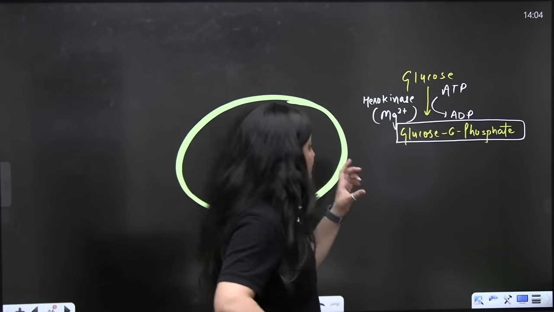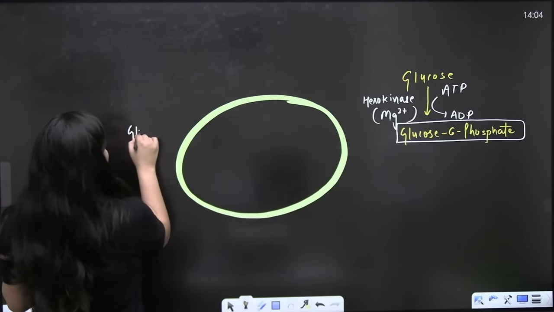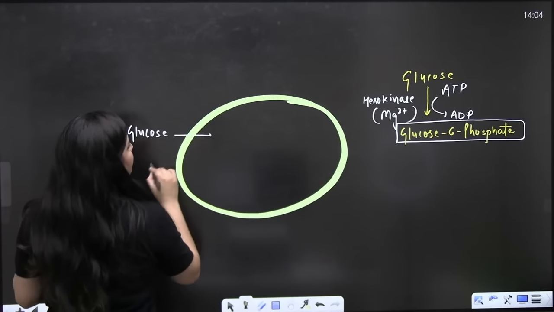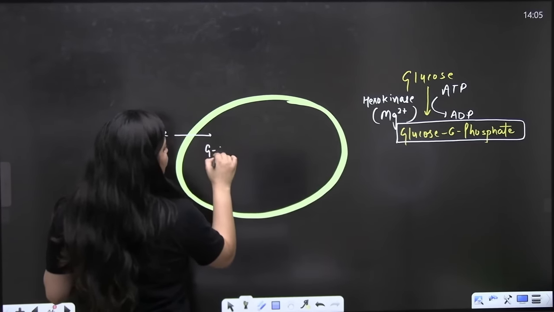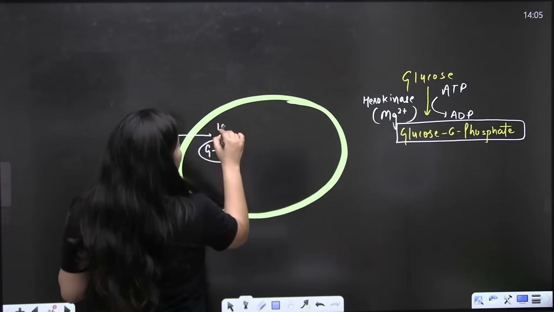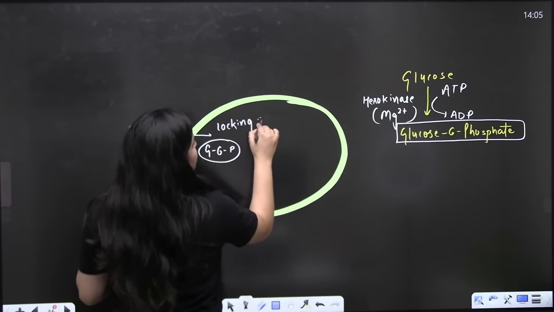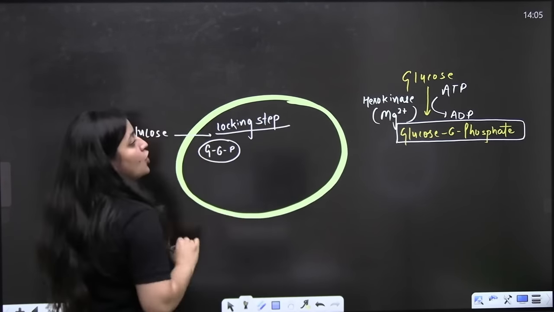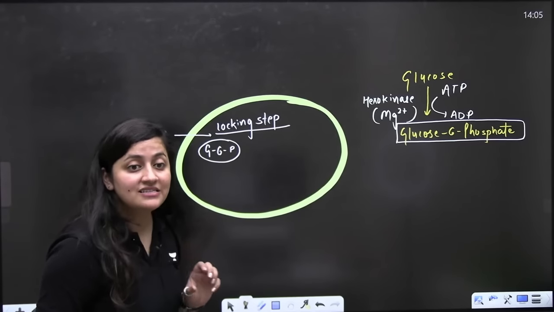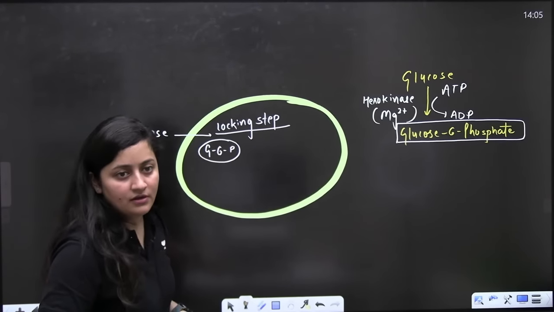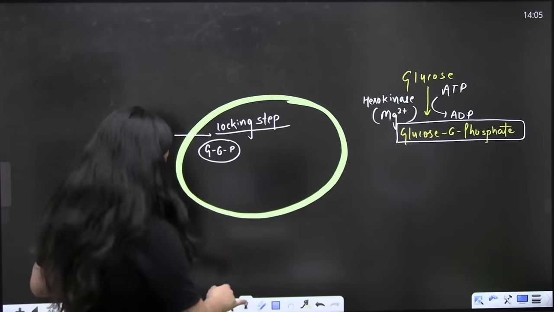Why? Because, bachche, see, this is the key. This glucose will enter within a cell. Here it needs to form G6P. Why? Because it is a locking step. In this way, you will never ever forget it. It's a locking step. We have to lock the glucose within.